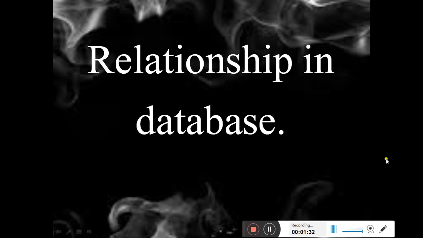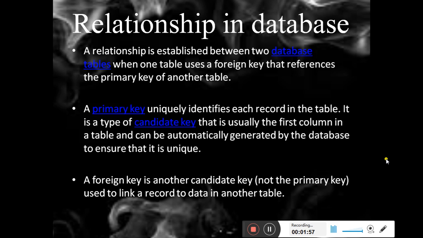I have explained the relational model as well. There we have seen what is a relational model, what is a table, what is a record, what is a field, what is a primary key, what is a foreign key. These all things we have already studied in our last lecture. Today we will see what is a relationship in database and what are the types of relationships in database. So we will start with relationship in database.